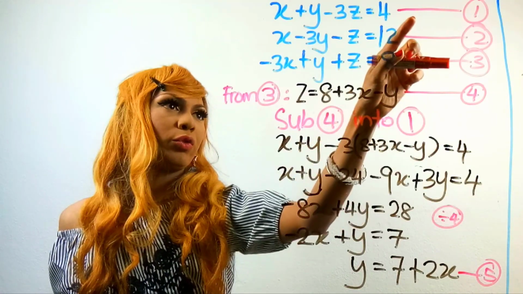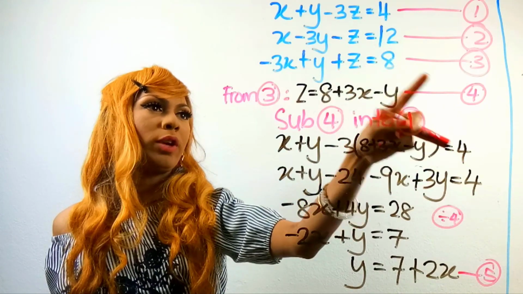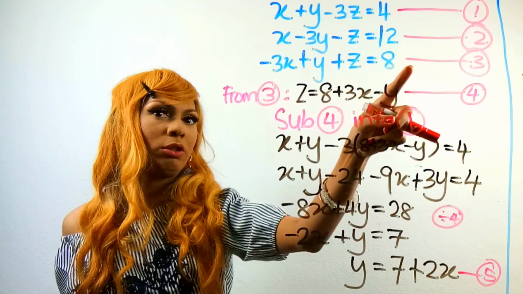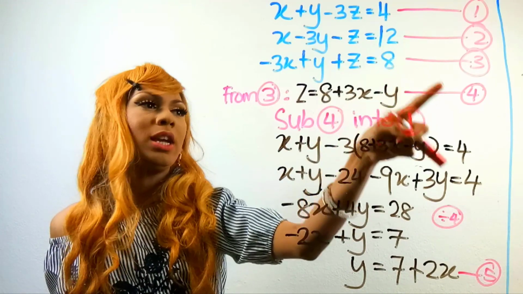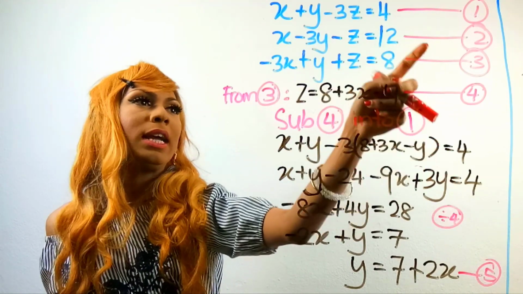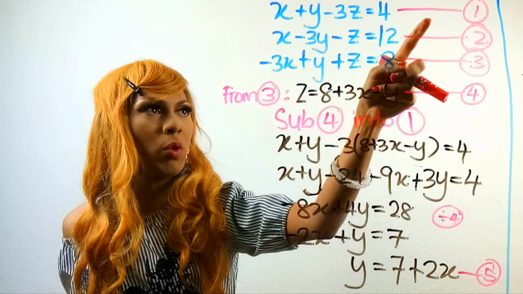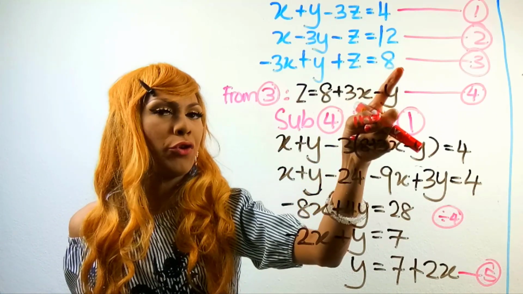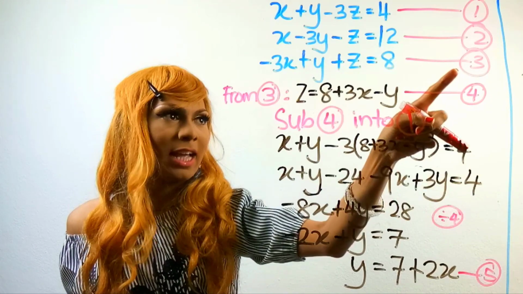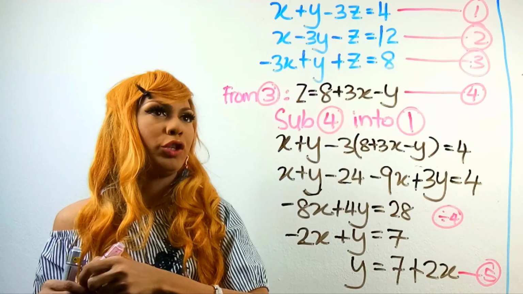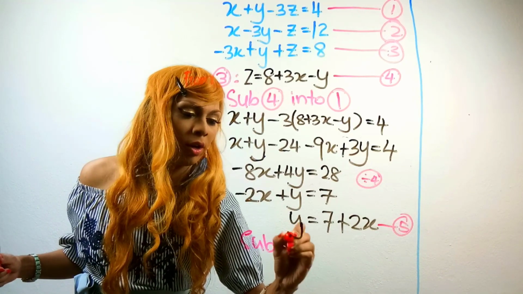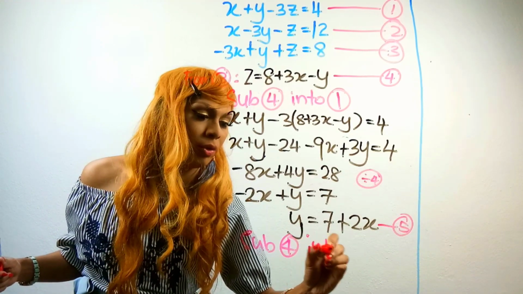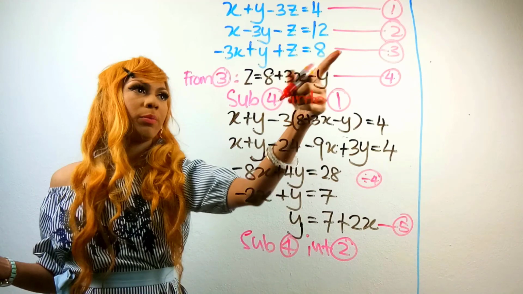Now we're going to substitute 4 into 3. Can I substitute into 3? No, because this 4 is actually from 3. So now we're going to substitute 4 into 2. Alright, we already substituted into 1. Now we're going to substitute into 2. 3 cannot because 4 is actually from 3. So let's substitute into 2. So I would say sub 4 into 2.